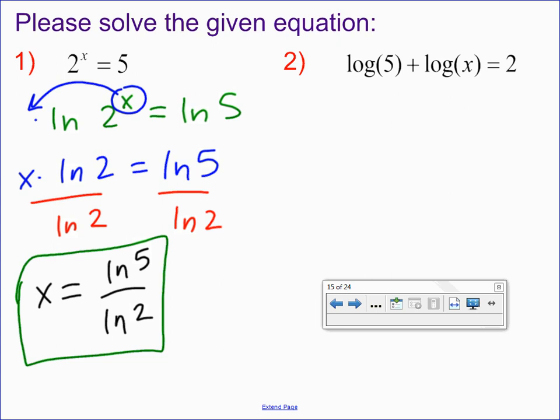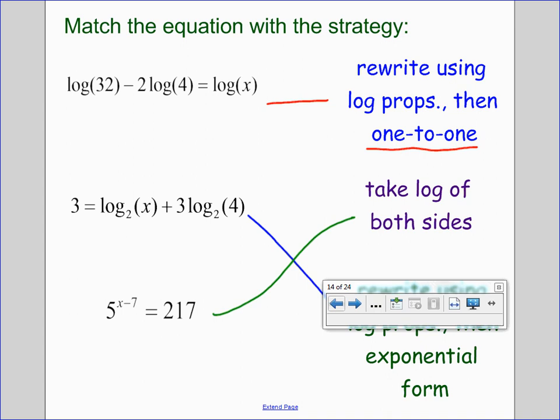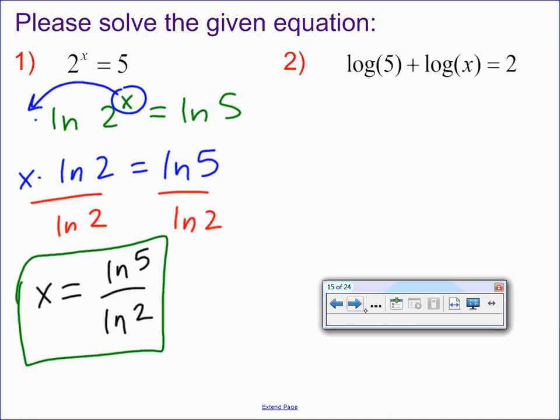Multiple logs on one side. What was our strategy? Condense and rewrite as a single log, and then exponentiate. So we'll go ahead and rewrite using log properties. I know that the sum of individual logs can be rewritten as a single log of a product. So log of 5x equals 2.